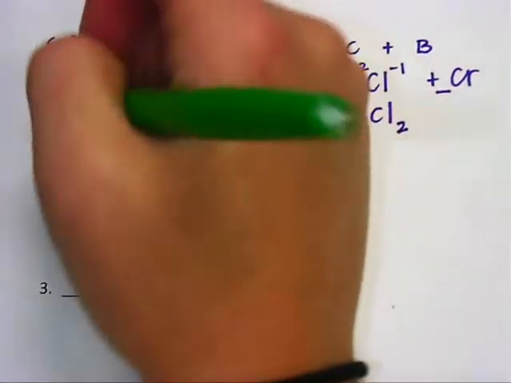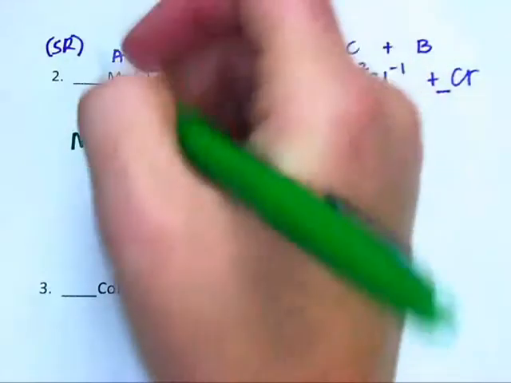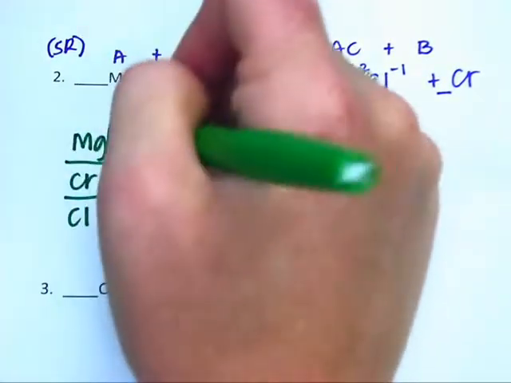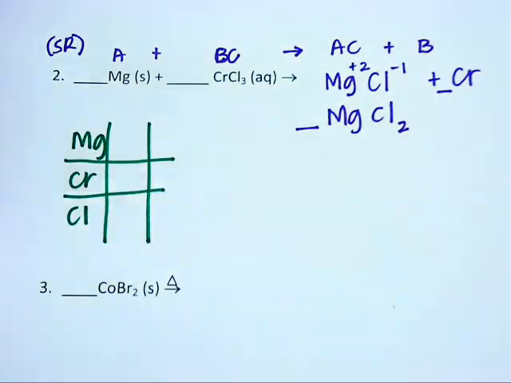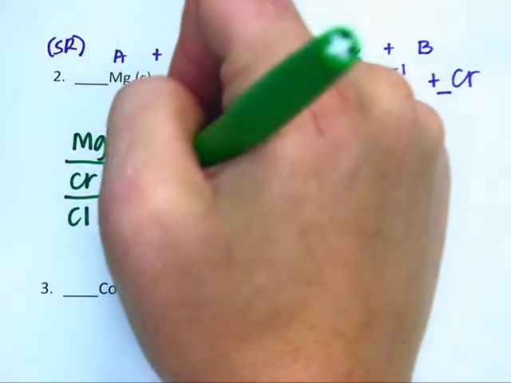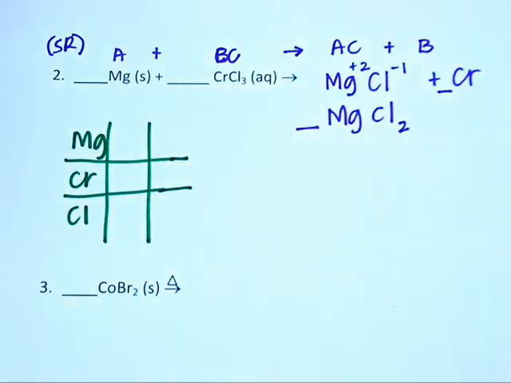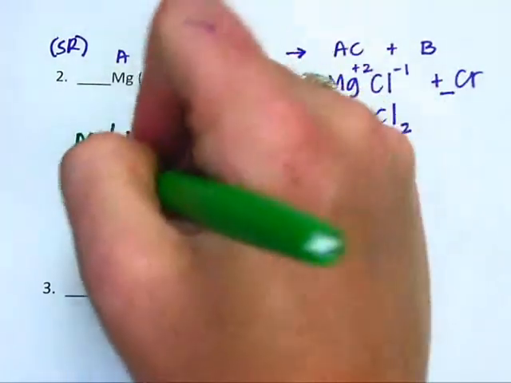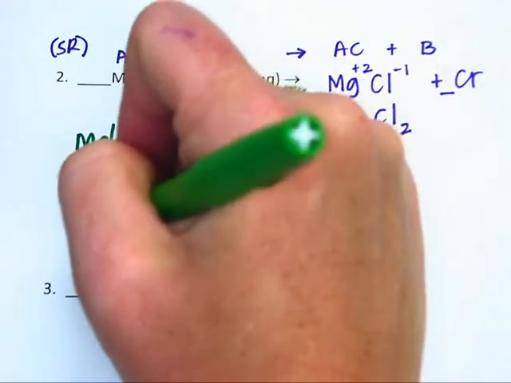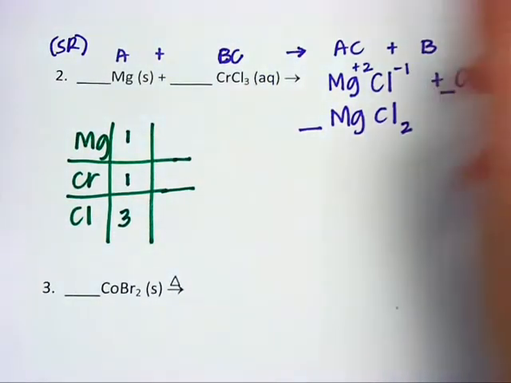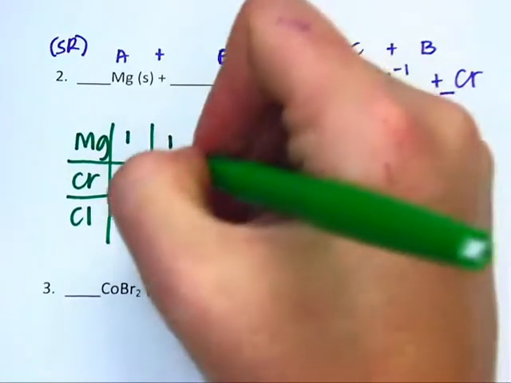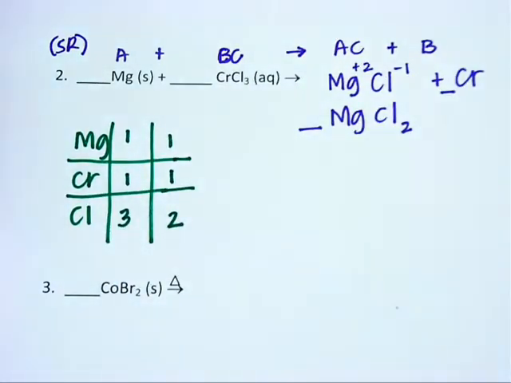And my 3 elements, magnesium, chromium, and chlorine. What I have on the left is going to be represented on the left-hand side of this chart. Everything I have on the right will be represented on the right. So 1 magnesium, 1 chromium, 3 chlorines. On the right, 1 magnesium, 2 chlorines, and 1 chromium. So the only thing I need to balance is chlorine.